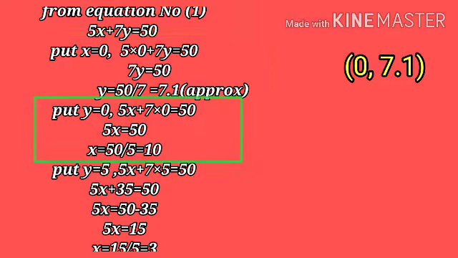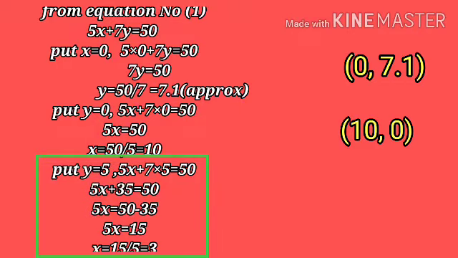Now put y equal to 0. So in place of y write 0, so 5x plus 7 into 0 equal to 50, or 5x is equal to 50, or x is equal to 50 upon 5 or x is equal to 10, which is an integer. So our second point is 10 comma 0. Since our first point 0 comma 7.1 is not an integer number, we will find one more point.